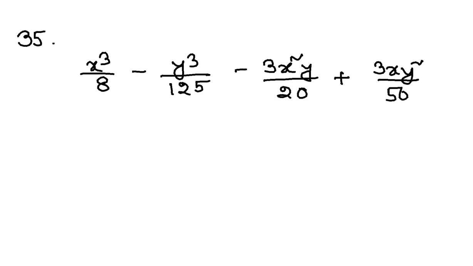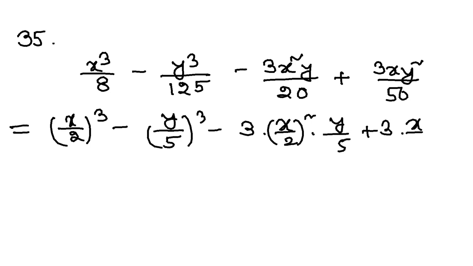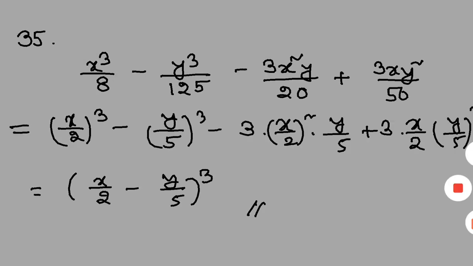Again, this is similar kind of question. Question 35. This is x by 2 whole cube minus y by 5 whole cube, minus 3 first term square into second term, that is 3a square b, plus 3ab square. So this is nothing but a minus b whole cube. So a minus b whole cube. Then that's 35. Now move on to question number 36.